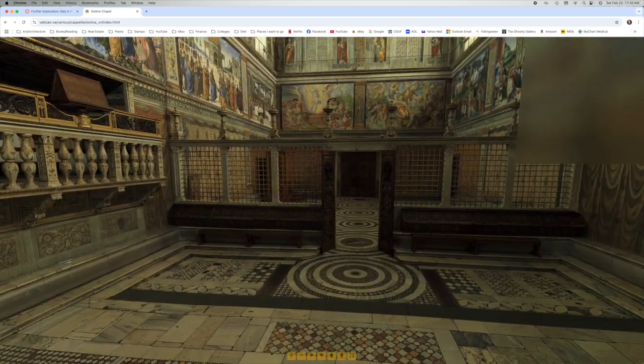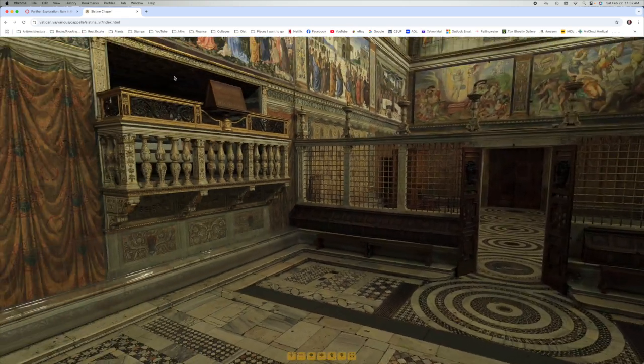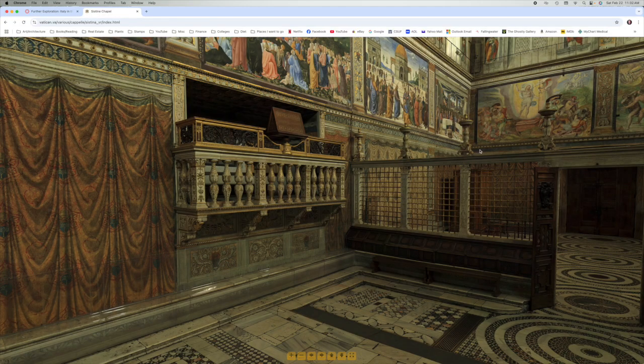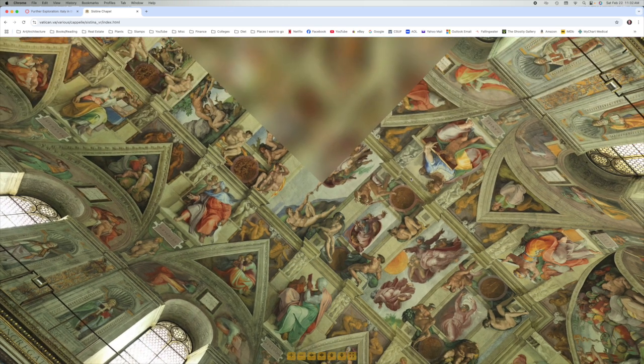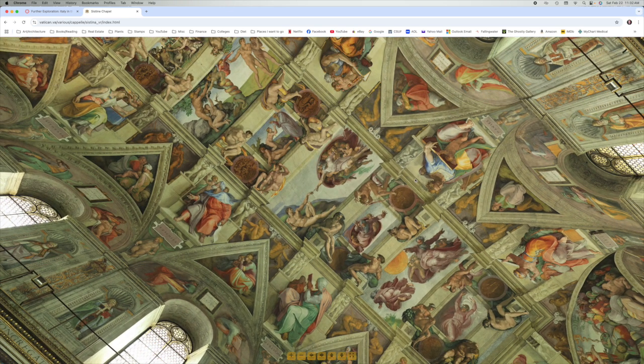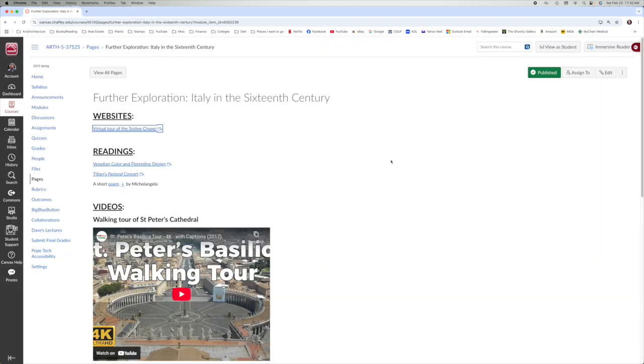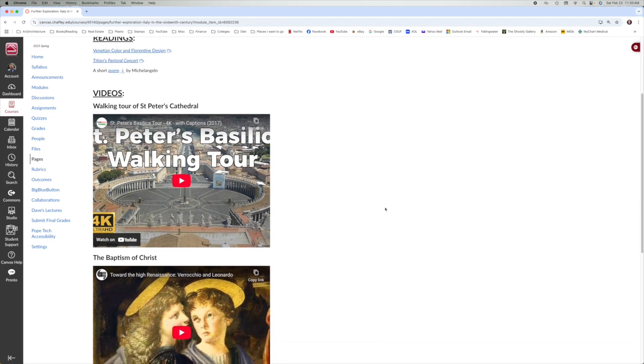That's one of the more important paintings we'll talk about in lecture, is this one here. But of course, we also have the ceiling up above. That's really important. We'll be talking about that in the lecture as well. But this puts you right in the middle. It's pretty cool. Venetian color and Florentine design, along with Titian's Pastoral Concert, are a couple short readings. We also have a very, very short poem by Michelangelo.